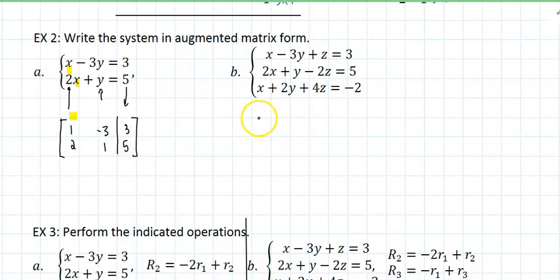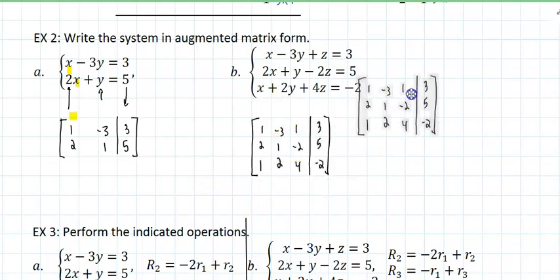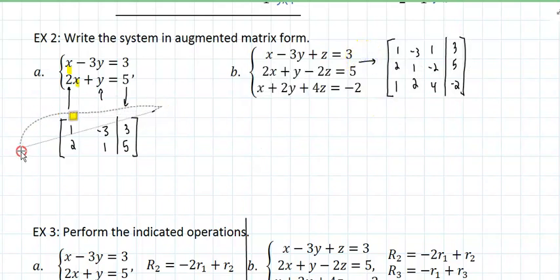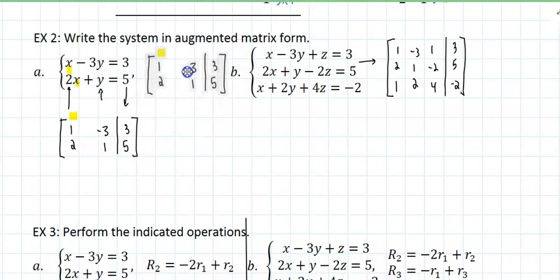And if I am to create an augmented matrix for B, all the x's are lined up. It's 1, 2, 1. The y's are lined up, -3, 1, 2. And if they're not lined up, you need to line those up. And the z is 1, -2, and a 4. And the coefficients, or the constants, here they are. So this is the augmented matrix for part B. And this is the augmented matrix for part A.